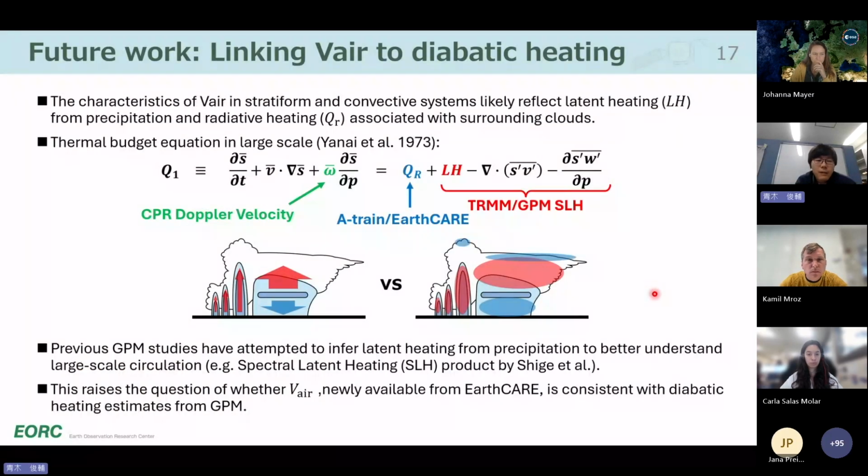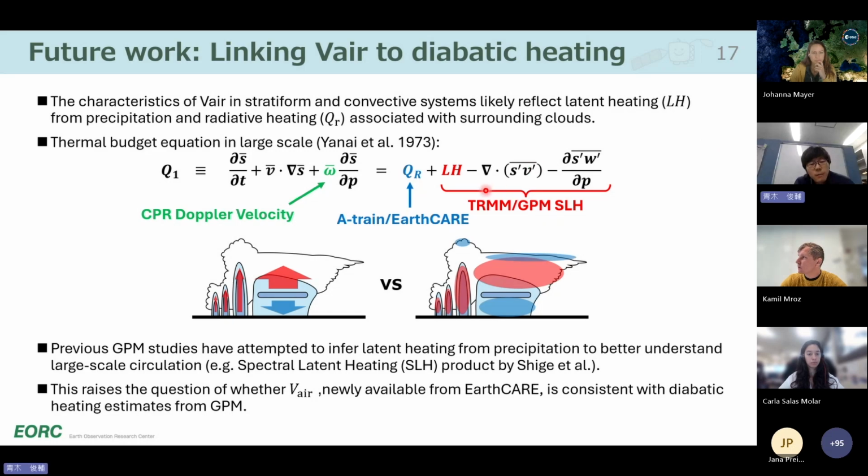This is the final part of my presentation. For my future work, I'm interested in how such vertical air motion is related to the atmospheric diabatic heating. The characteristics of vertical air motion in such stratiform and convective systems are likely to reflect the latent heating from the precipitation and radiative heating associated with surrounding clouds.